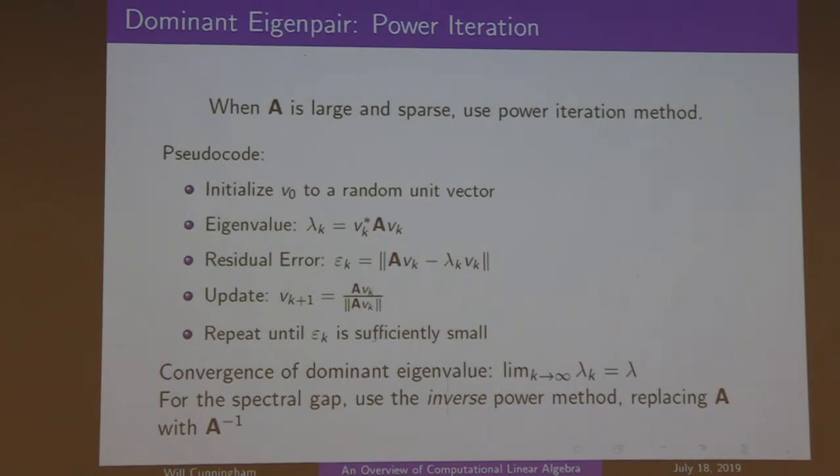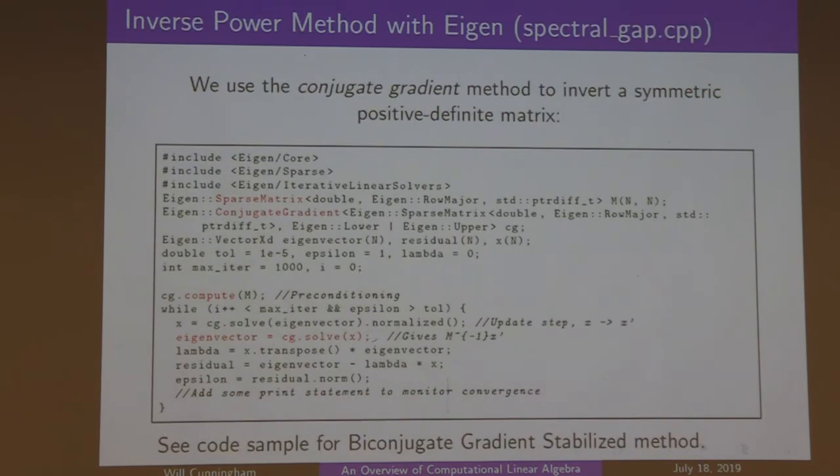This will give you the largest eigenvalue. Yes. So it'll converge. There's a proof of convergence that as you multiply some random vector by A over and over and over again, the eigenvalue that you calculate on the second line here will converge to the largest eigenvalue. So if you're looking for the spectral gap, use the inverse power method, just replace A by A inverse. So the examples in the code will show you how to do this.